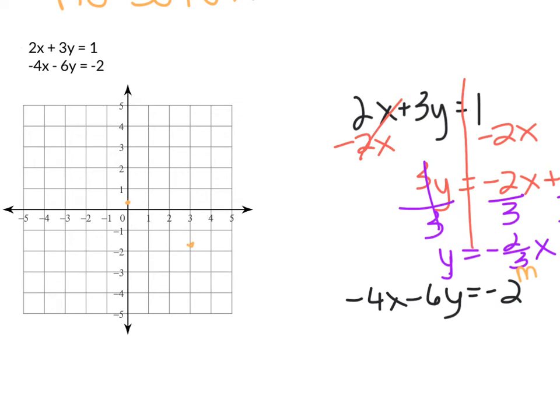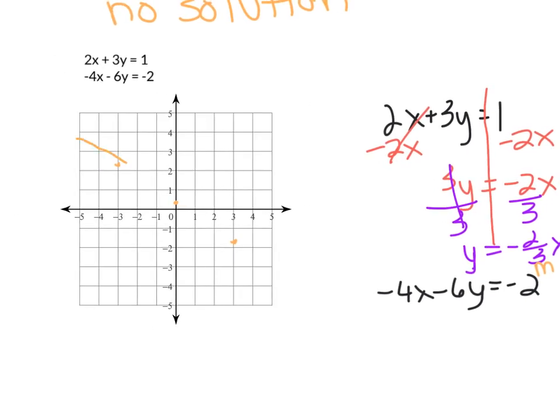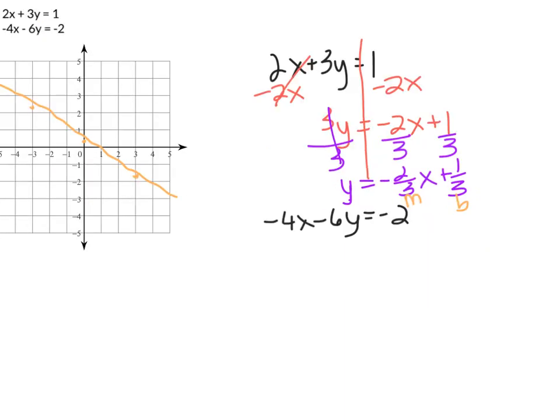Okay, I can also do the opposite direction. I could start here and I could go up 1, 2, and then left 1, 2, 3. As long as when I look at my graph, my line is going down from left to right because it's a negative slope. All right, let's go ahead and get y by itself on this last problem.